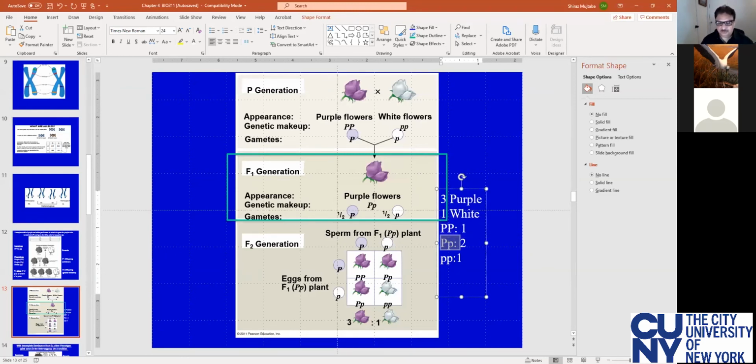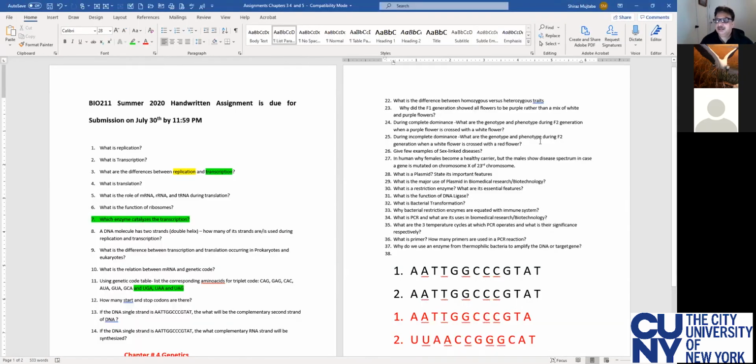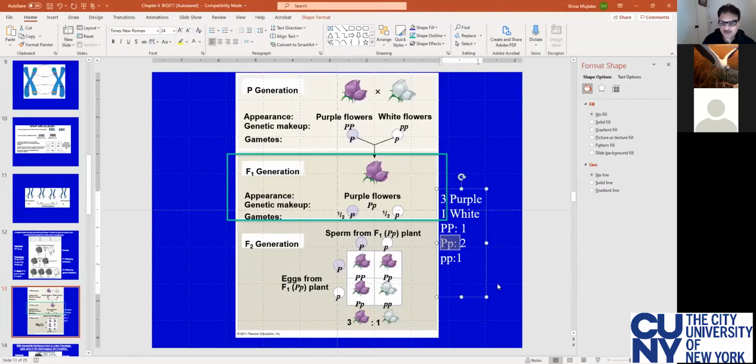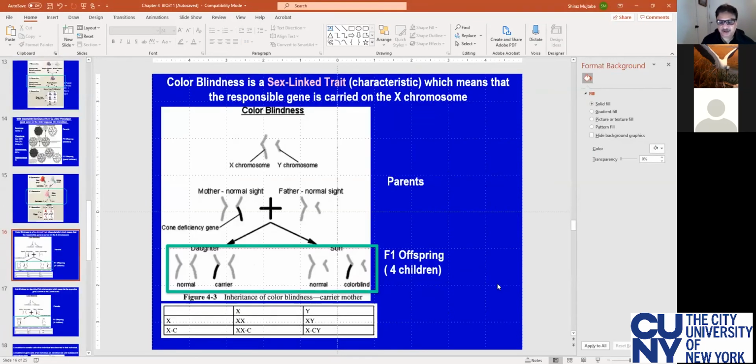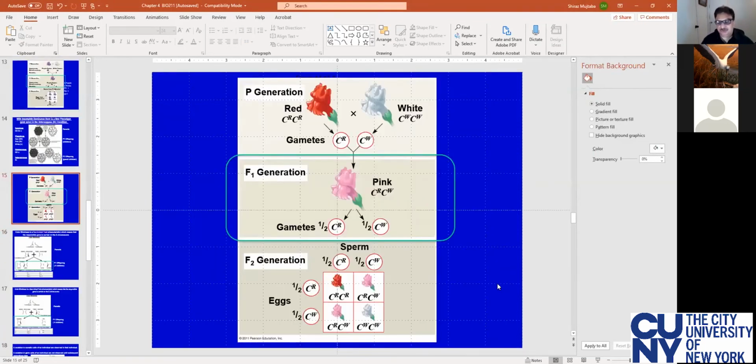So let's look at another next question. Incomplete dominance. So when there are rules, there are always exceptions, right? When Mendel came out with this, many scientists tried to look at various other situations. Purple flower is a situation of complete dominance.